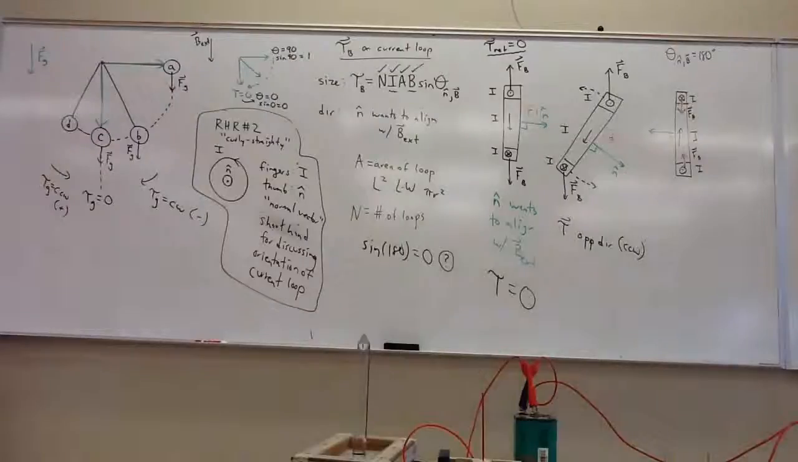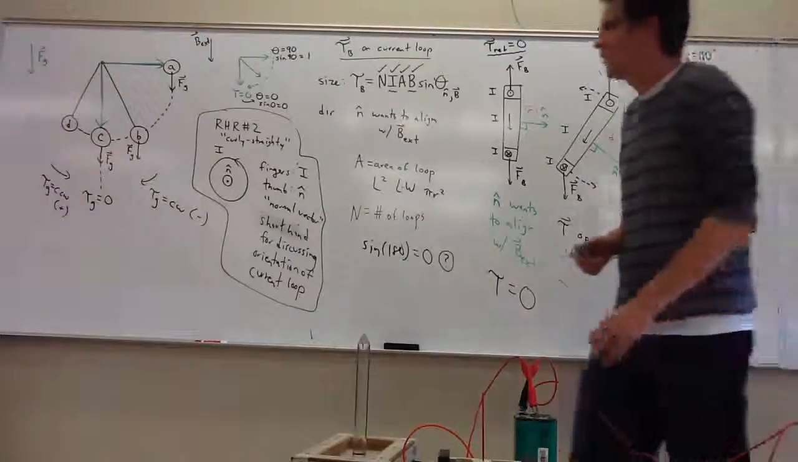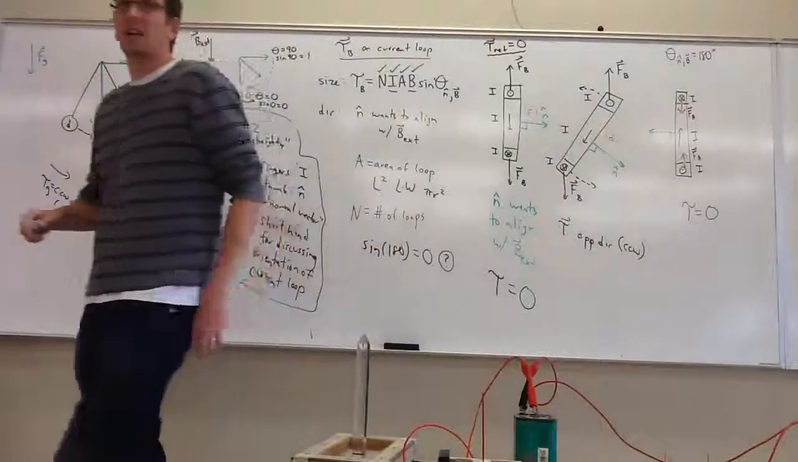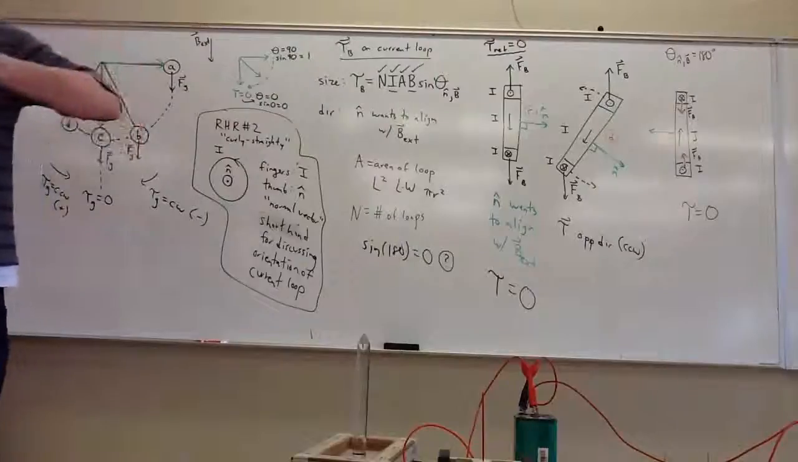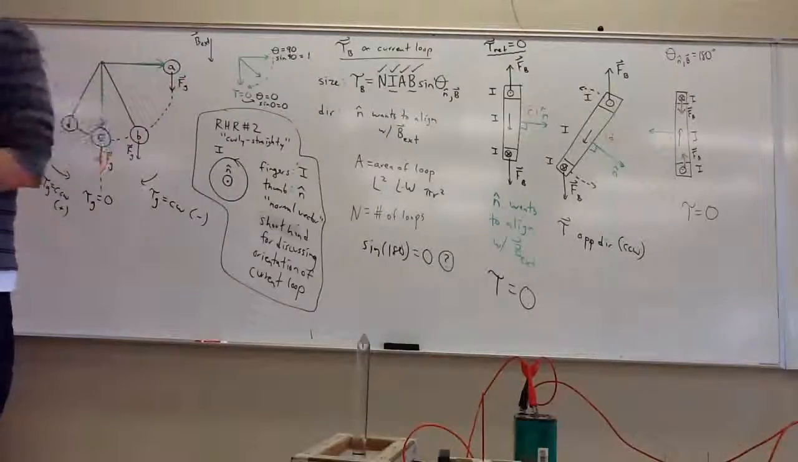Let's look at those forces. The force is now radially inward. Is the torque 0? It is. We've found another equilibrium. So not only does the normal vector have 0 torque when it's aligned with the field, but also when it's anti-parallel, aligned but against it.